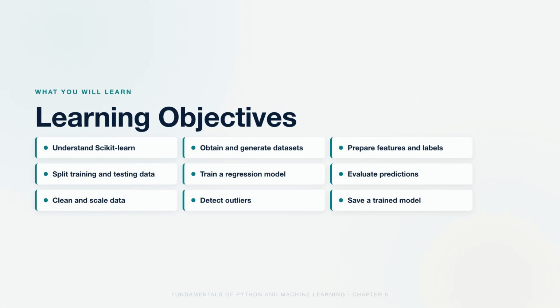By the end of this chapter, you should be able to explain what Scikit-learn is and why it is widely used in machine learning. You should be able to load datasets included with Scikit-learn and recognize the features, labels, descriptions, and target names provided by those datasets. You will also learn how to generate synthetic datasets for regression, classification, and clustering experiments. You should understand the basic machine learning workflow, including separating features from labels, splitting data into training and testing sets, fitting a model, making predictions, and evaluating the results. Finally, you will learn several important data preparation techniques, including handling missing values, removing duplicates, normalizing numeric features, and identifying possible outliers.